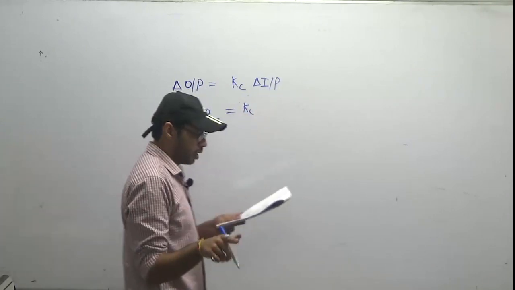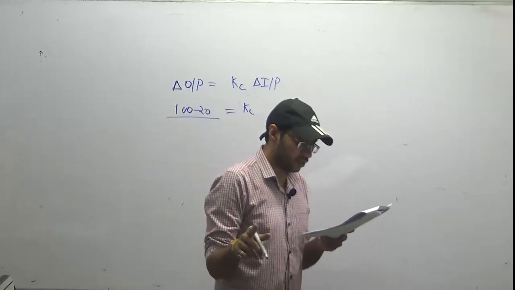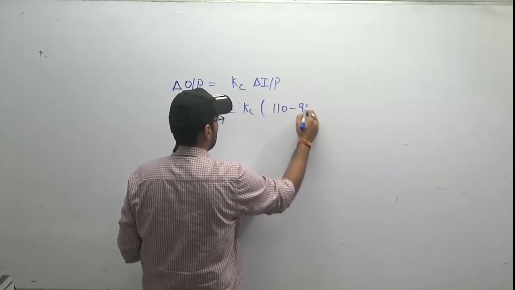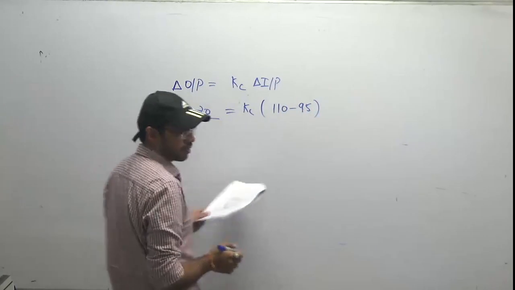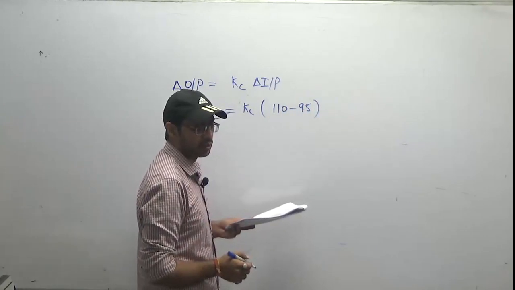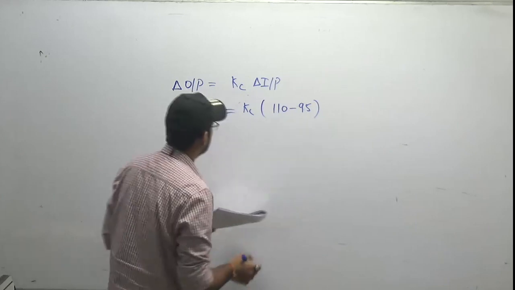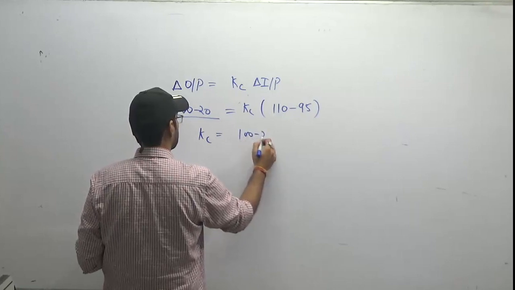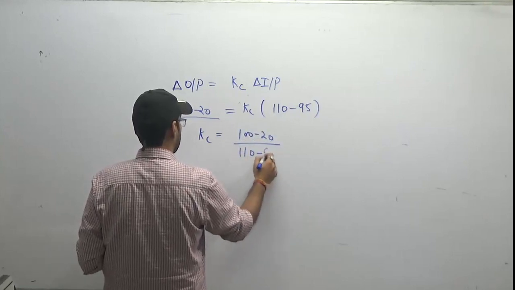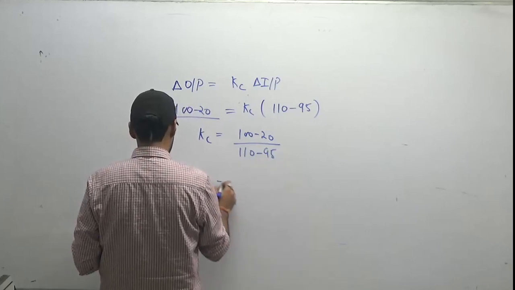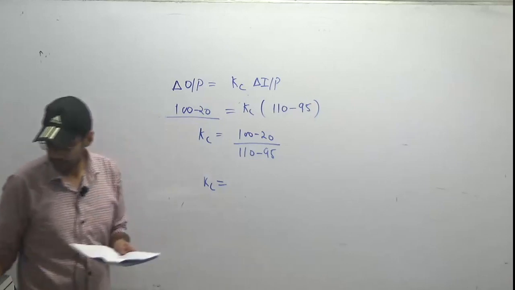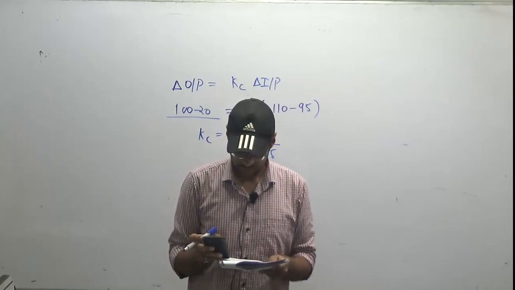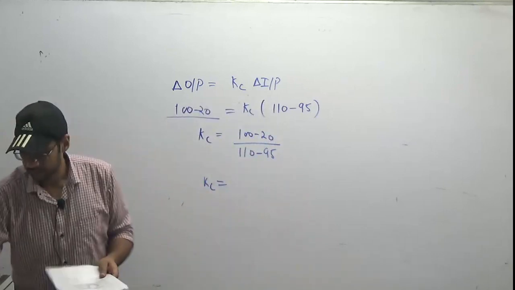What is the change in the input? As the temperature rises from 95 to 110 degrees Celsius, right? So 110 minus 95. What's the answer in this case? Tell me. Hurry up. What's the answer that you are getting? So we can say Kc is equal to 100 minus 20 divided by 110 minus 95. Kc is equal to what? 5.33.